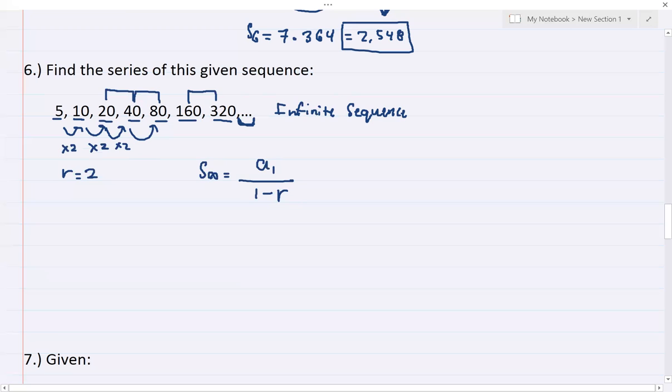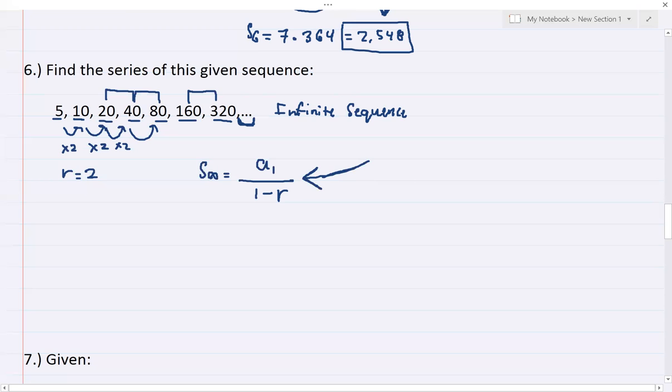This is the formula if you have an infinite geometric sequence and you are asked to find the geometric series for an infinite geometric sequence. Once again, if you have an infinite geometric sequence and you want to find the sum of all the terms in that infinite sequence, then you are going to use this formula.